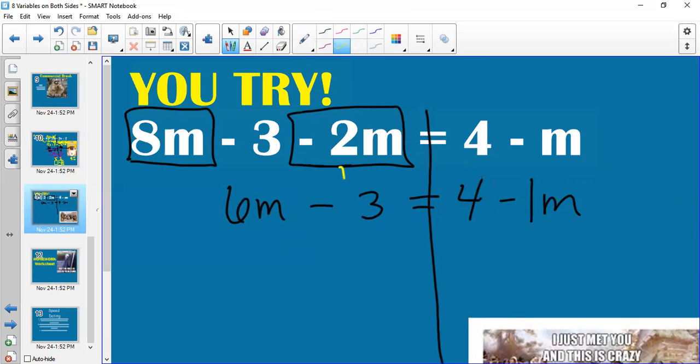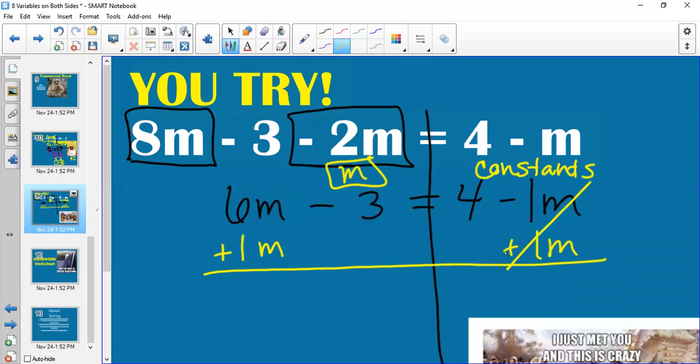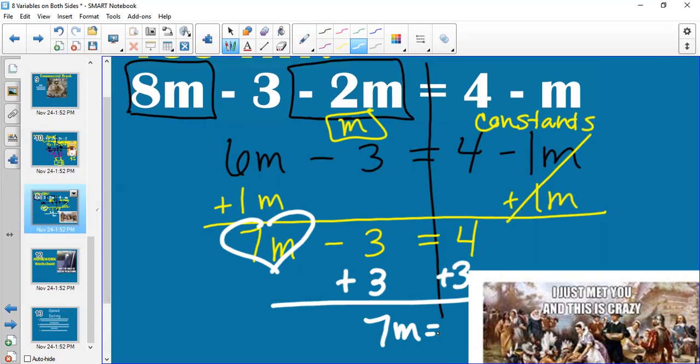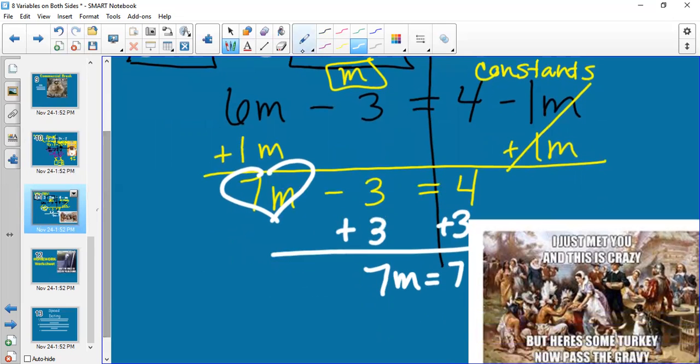All right, now I want my m's on the left and I want my constants on the right. So switch the side, switch the sign. You've only heard me say that like 20 times already. That's going to give us 7m's. Bring down your -3 and bring down your 4. All right, here's our 2-step. Happy couple, switch the side, switch the sign. There it is again. So we have 7m equals 7. And last step is to divide by 7 to get an answer of 1.